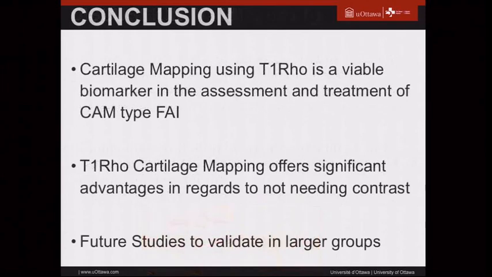So in conclusion, we feel that cartilage mapping using T1 Rho is a viable biomarker in the assessment and treatment of cam-type FAI. I think it offers significant advantages. It doesn't need contrast, with a bit more focus on proteoglycan content versus collagen, but obviously further studies in larger groups are required.